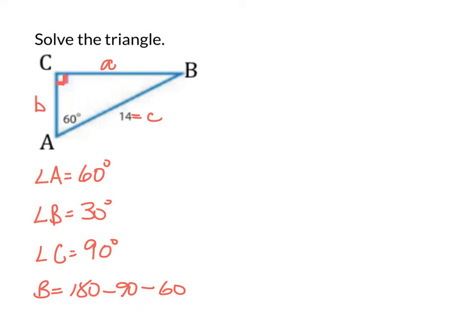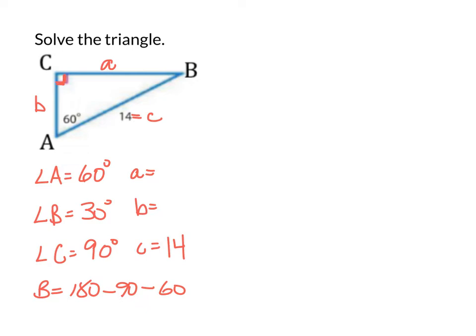Next we have to find all of the sides. So we'll say side A, side B, and side C, and fill in whatever is already given. And we are already given that side C has a length of 14. So really, when it comes down to this problem, we only have to figure out two values.